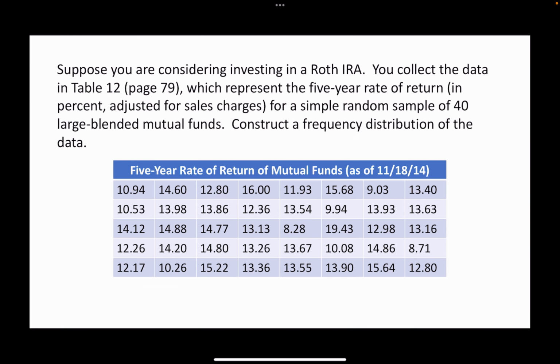Okay, let's move on. So here I am, back to investing in a Roth IRA. This table is the 5-year rate of return in percent adjusted for sales charge for a simple random sample of 40 mutual funds. So these are the interest rates of mutual funds. A lot of really beautiful decimals here. Don't worry, you don't have to copy all these down. We're going to construct a frequency distribution of the data.